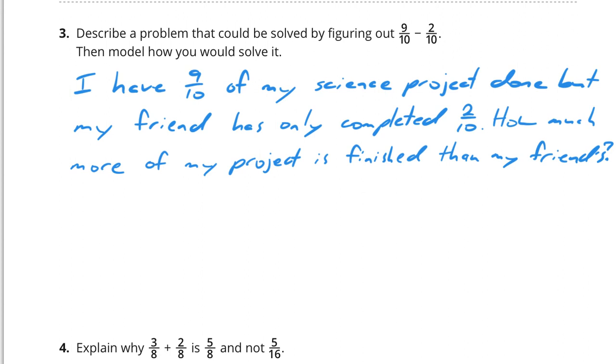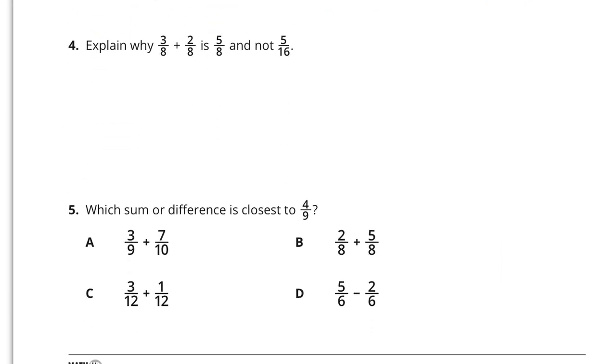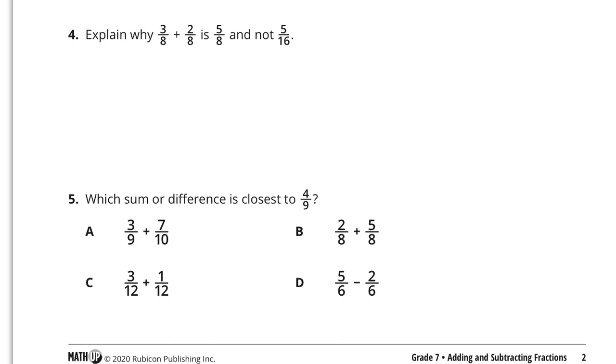How I would solve it would be to put it into exactly this equation, 9/10 minus 2/10, because I want to know how far this completion rate is from this completion rate. So let's find out what that is. 9 minus 2 is 7. 7/10 is the answer. Next it asks, explain why 3/8 plus 2/8 is 5/8 and not 5/16.